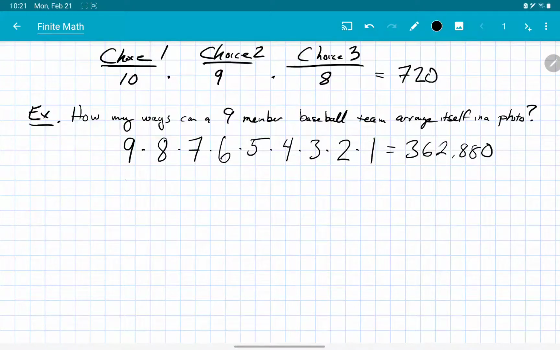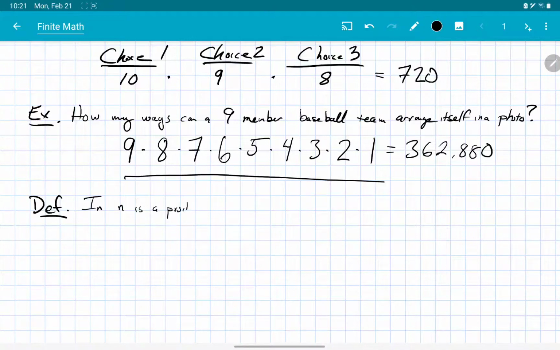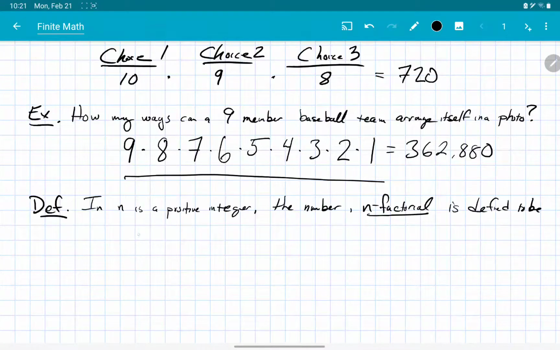Okay, now, writing this out wasn't that bad of a chore, but sometimes in math, notation can help us express things more compactly, and that's what I'm going to talk about now, the notation for factorial. So definition. If n is a positive integer, the number n factorial is defined to be, and we write it n exclamation point, that's the notation for factorial, and it is n times n minus 1 times n minus 2 all the way to times 2 times 1. Okay, so that's what n factorial is.